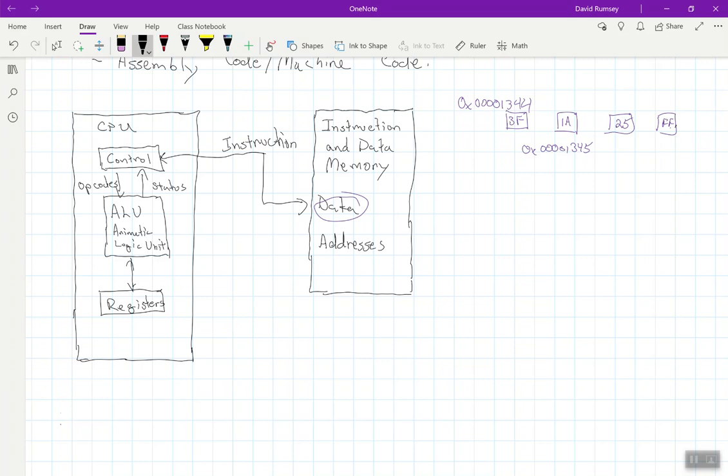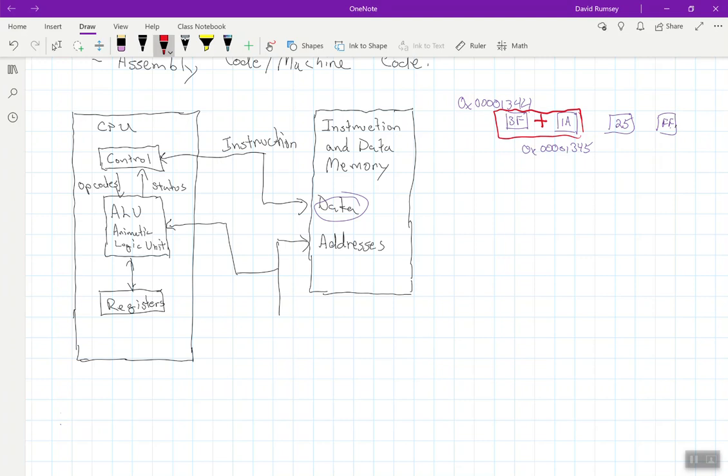And so those addresses are connected into the ALU unit. And the reason we need it in the ALU unit is that the instruction that's sent over, the opcode, might say, for instance, to add these two pieces of data together. For instance, the opcode might say, hey, I want to add those two pieces of data together.